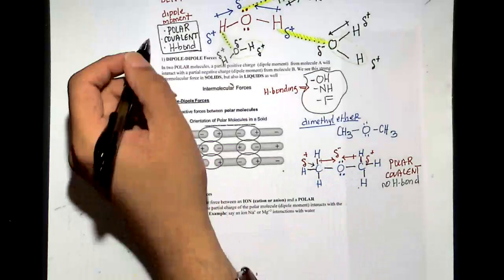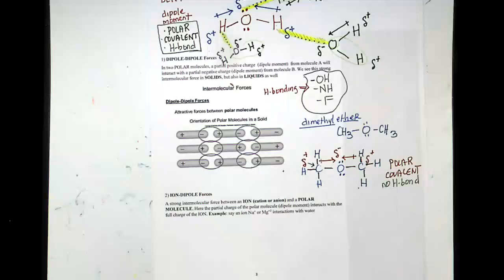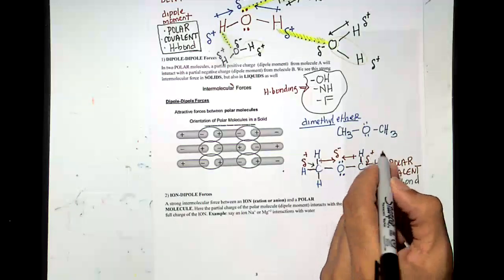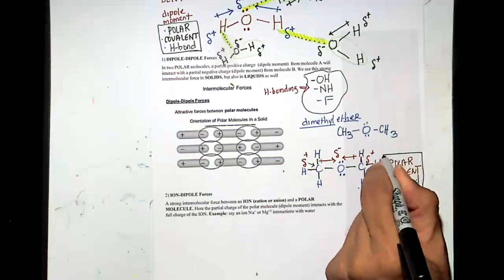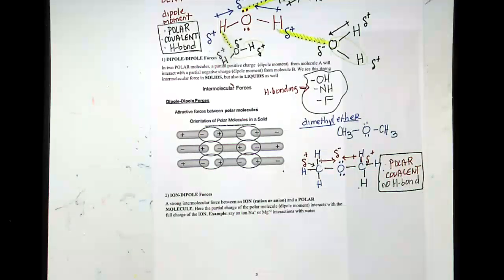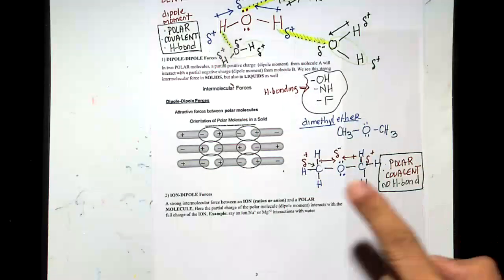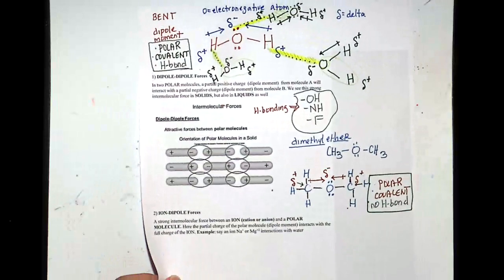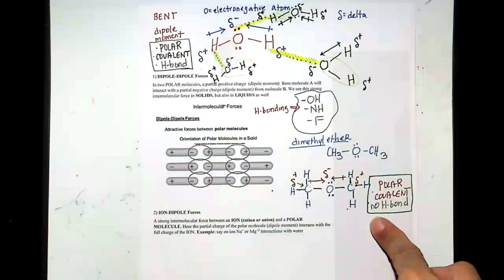So does everyone see why dimethyl ether is polar covalent but cannot hydrogen bond? We're looking at OH, NH, or F. So dimethyl ether is polar. Water is polar. Water can hydrogen bond. Dimethyl ether cannot hydrogen bond. Let's go back to page 1 of our notes here.